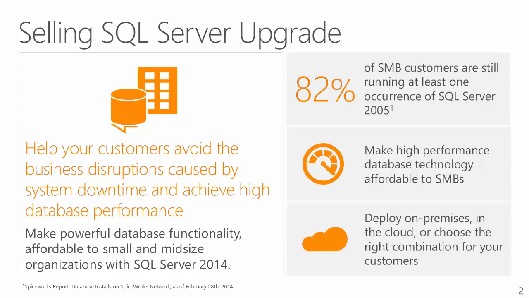Standard Edition also offers basic high availability for SMBs, including database mirroring, log shipping, and two-node failover clustering, as well as support for Windows Server Core, which can reduce OS patching by as much as 50 to 60%.